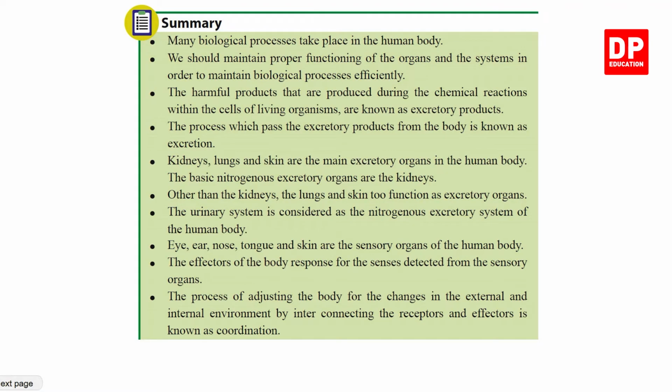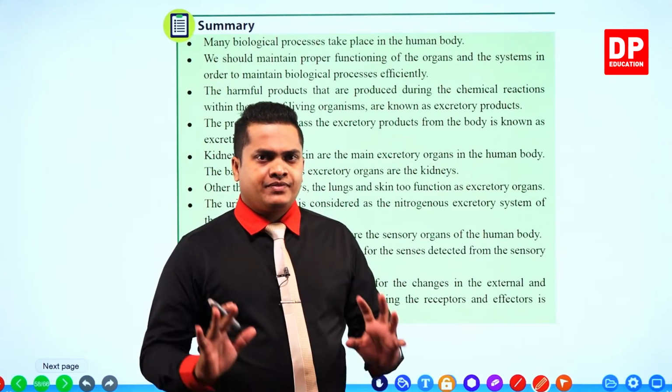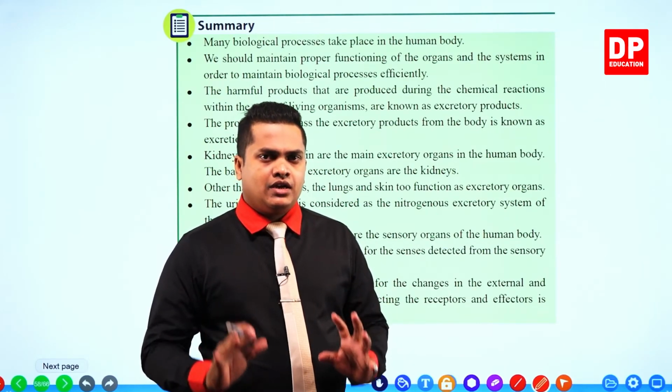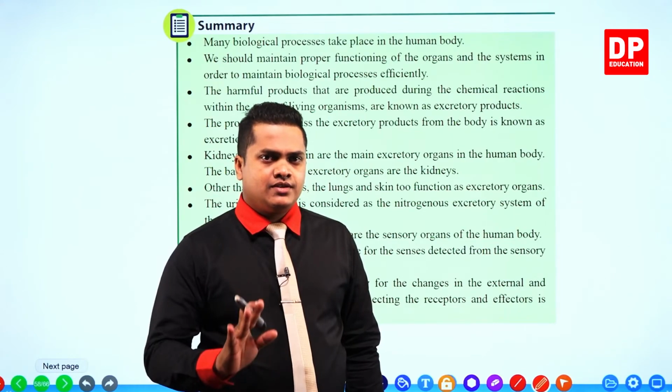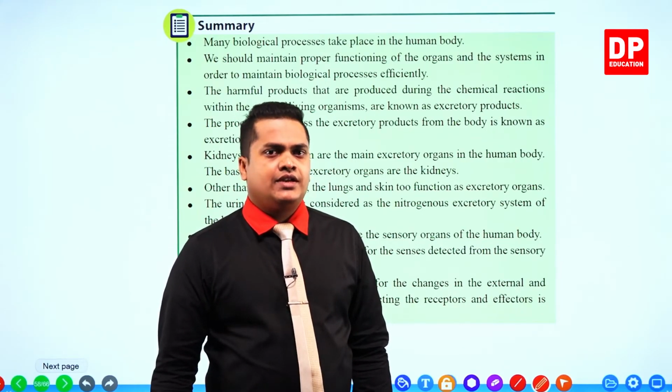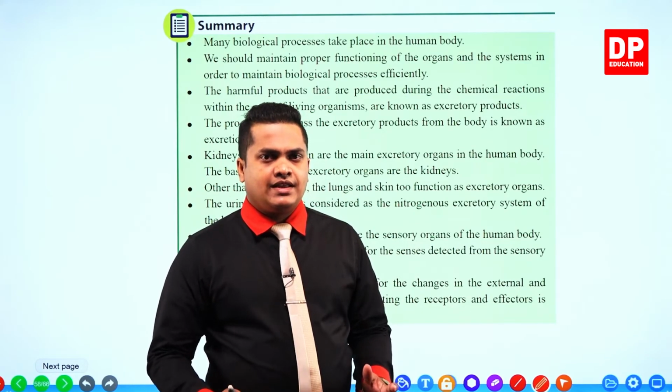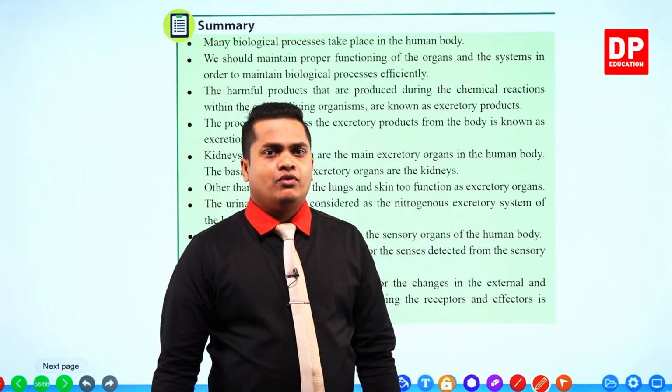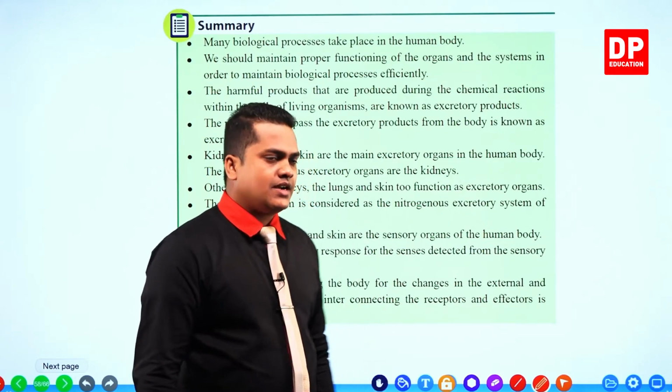So we have come to the end of our lesson, my dear children. We discussed several things related to the excretory substances first. After that, the excretory system, the urinary system. Then we came to the nervous system, and finally to the skin. Now let's see the summary of our lesson. We have studied several areas, so let's see the summary of the things that we have studied.